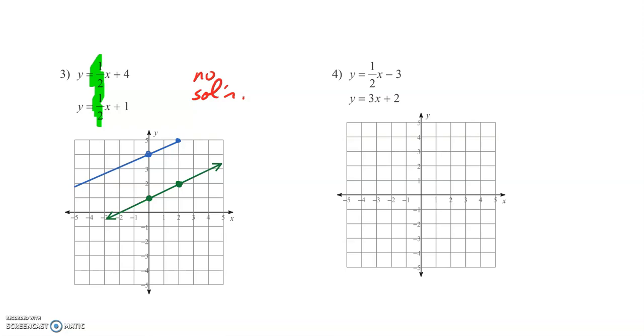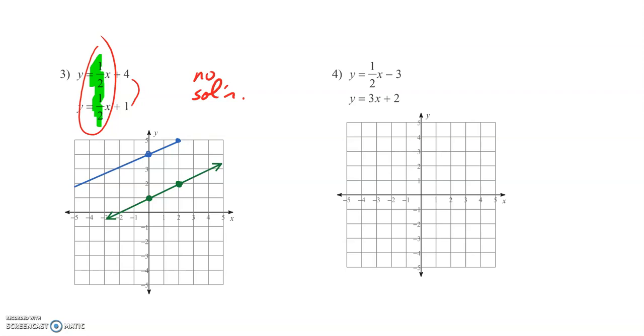And if you've done this before, and some of you may have picked up on it right away, as soon as you see that 1/2, it's in y-intercept form, you know they're not going to hit. The only thing is you got to make sure the y-intercepts aren't the same, otherwise they'd be lying right on top of each other, and then you'd have a dependent system with infinite solutions. Okay, one more like this.